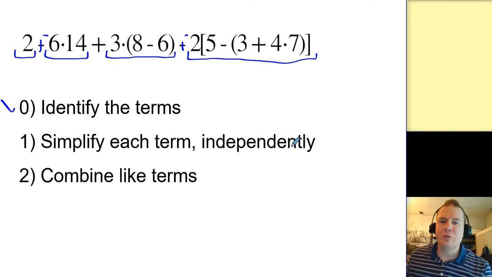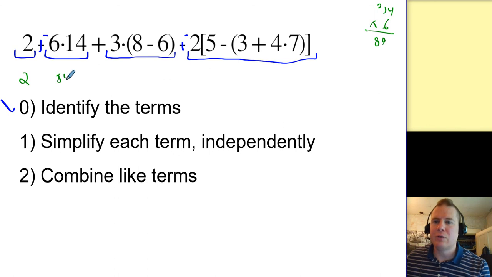Now, actually doing the math, simplifying each term independently. 2, there's nothing to simplify there. 2 is 2. 6 times 14, I can do that off to the side. 6 times 4 is 24. 6 plus 2 is 8, so that's 84. Make my 8 look like an 8. In the negative direction. So whether I write minus or plus negative, I'm recognizing that's forward, that's backward.